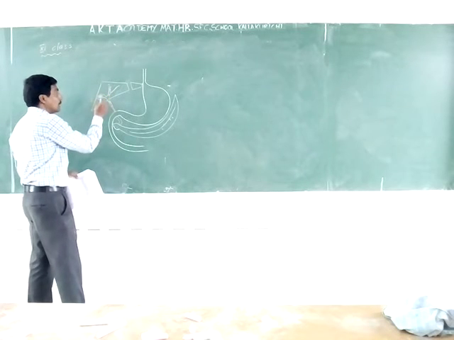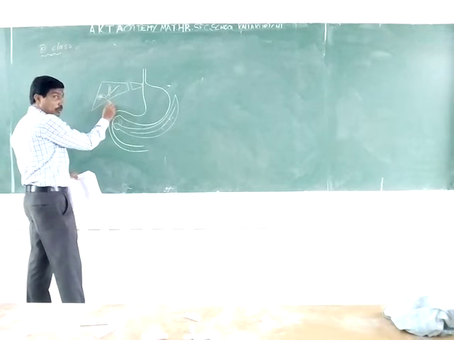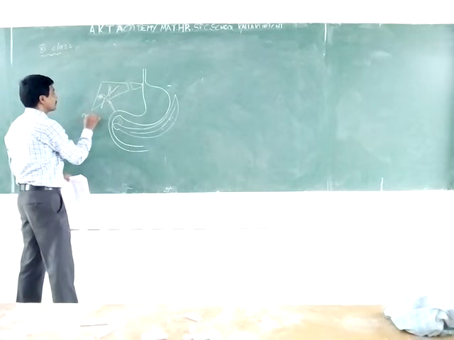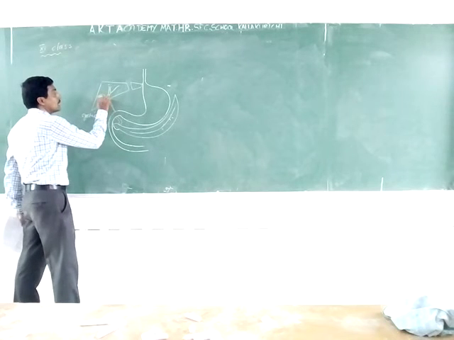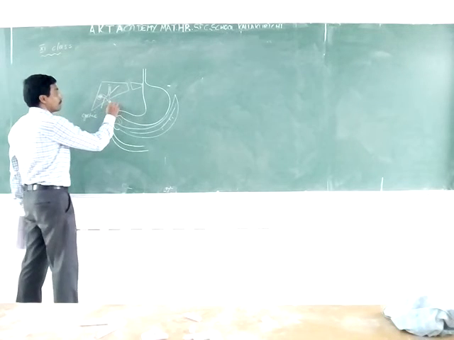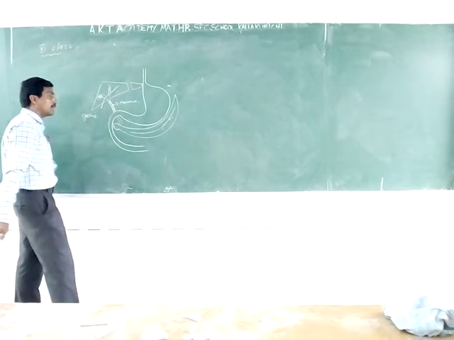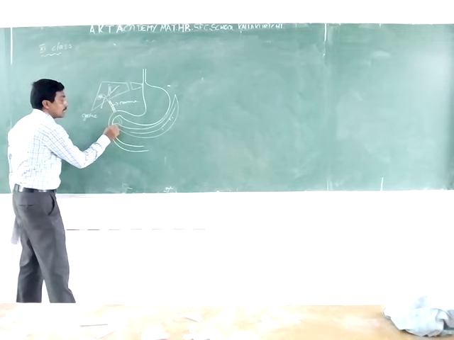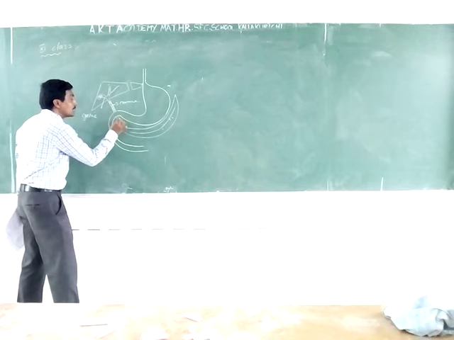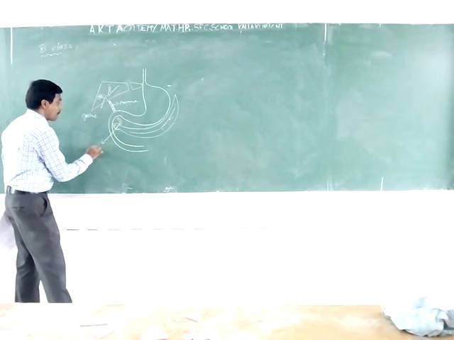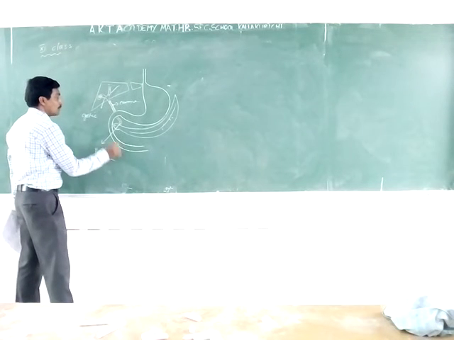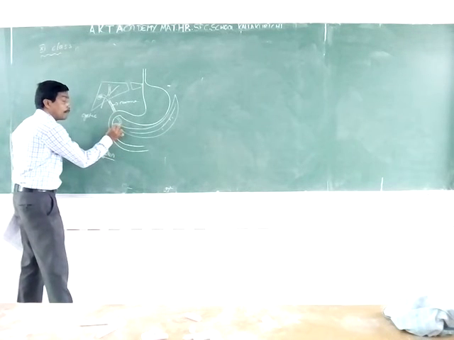The gallbladder opens into the common bile duct through the cystic duct. The cystic duct and common hepatic duct open into the common bile duct. The common bile duct and the pancreatic duct, one duct each, open into the hepatopancreatic duct.